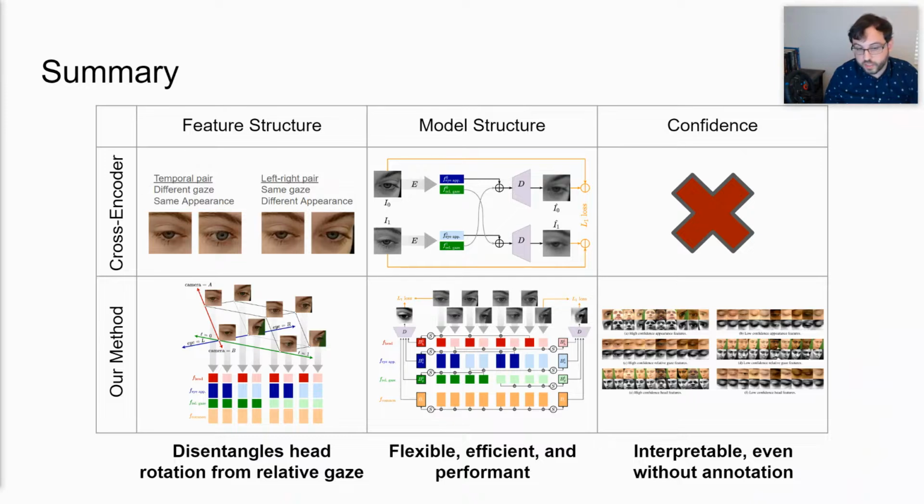To summarize, we expanded on the cross-encoder paper by disentangling head rotation from relative gaze, as well as creating a more flexible, efficient, and performant model. We also introduced a measure of confidence, which allows the model to be interpretable even without annotation.